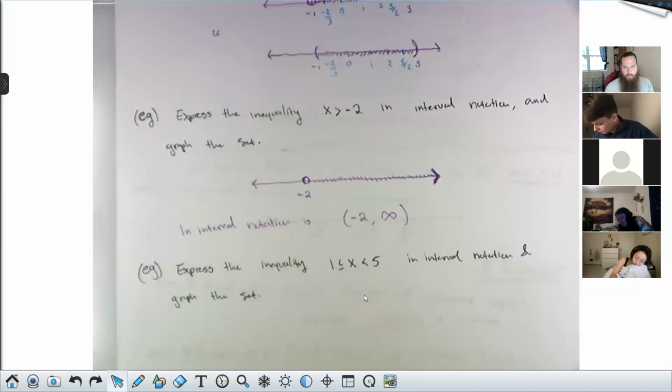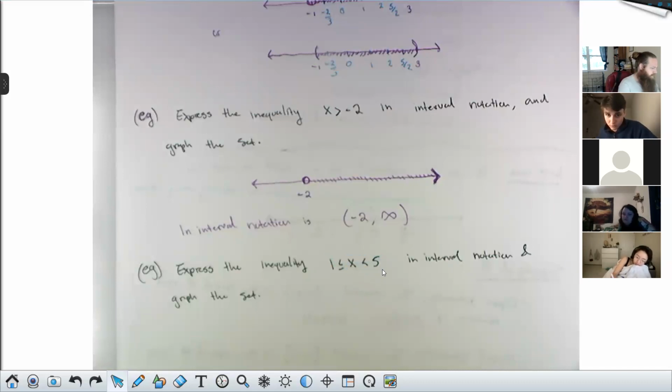So here we've got a mixture of two different types of inequalities. There's a less than or equal to on the left and a strictly less than on the right. So the sort of numbers that are in here, well, 1 is in here, right? 1 does satisfy this. If you plug in 1 for x, you get 1 is less than or equal to 1, which is a true statement. And then anything which is also smaller than 5, strictly smaller than 5.